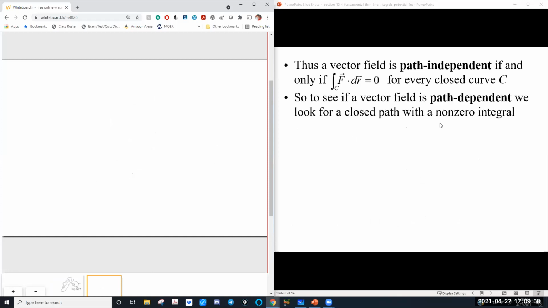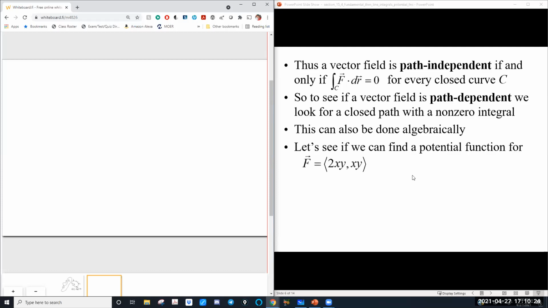So we're going to look at something that you guys saw in the video lessons. So what we're going to do is to see if a vector field is path dependent. What we look for is a closed path with a non-zero integral. Now, we're going to look at doing this algebraically and basically see if we can find potential functions.